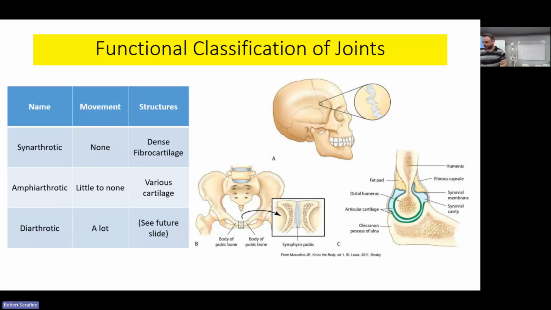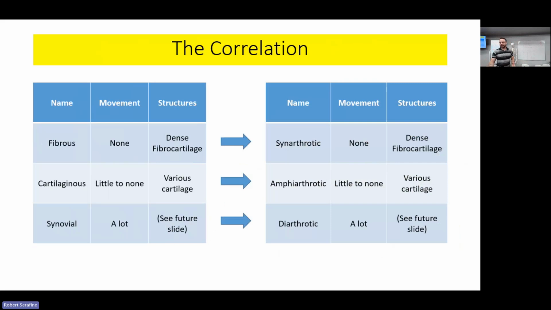So you're probably like, well, what's the correlation? Well, looking at this slide, you can see it's just a straight line across. So the box on your left side are the structural classifications. The box on the right side are the functional classification. You see they line up.